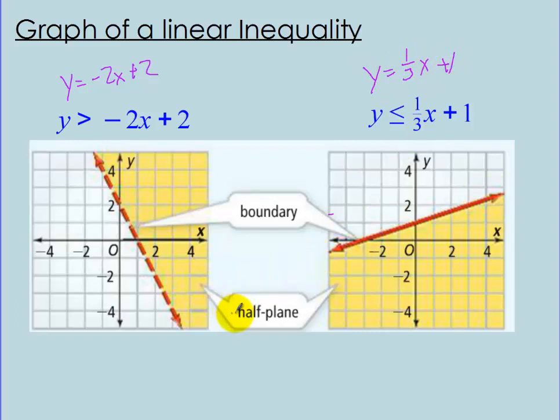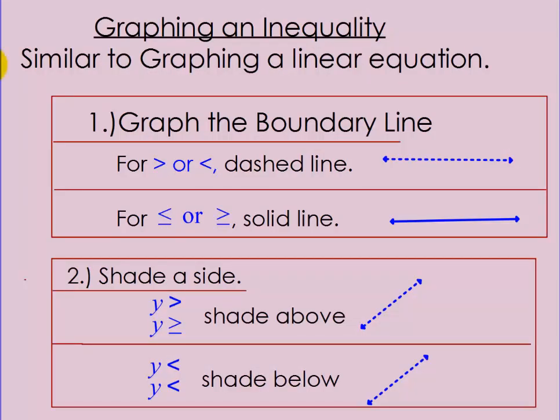And then notice they call it the half plane here. Basically, it's the shaded area. So you have two parts. You have a boundary line, and you have a shaded area. And this boundary line's dashed, and this one's solid. Well, what's the difference going on here? Let's talk about that. So graphing an inequality, here's where the differences are.